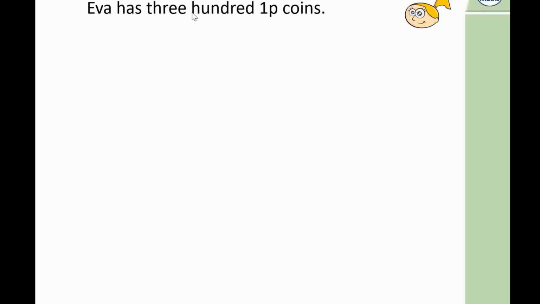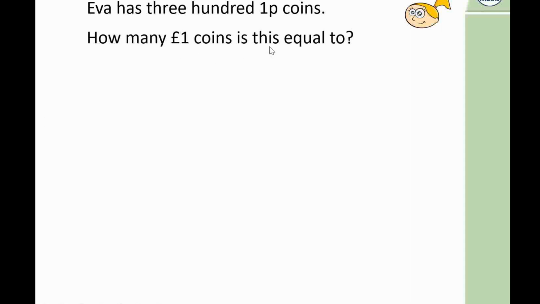Eva has 300 1p coins. How many £1 coins is this equal to? So she has 300 pennies. How many pennies are in £1? How many pennies are there in £1? 100. Good. So that makes 100p. But Eva has 300p. So how many pounds is 300p?